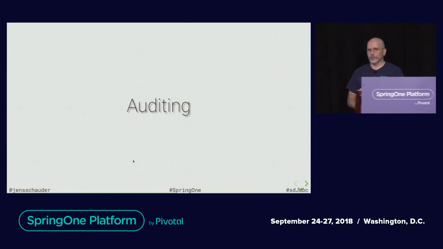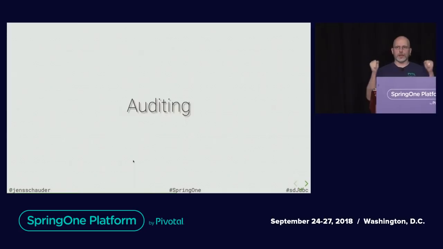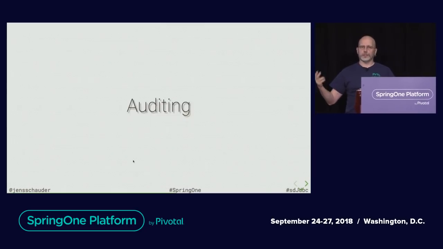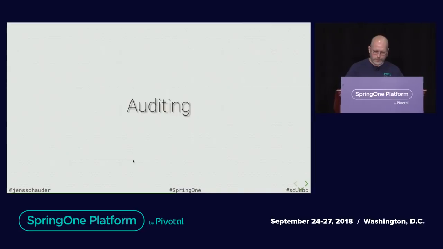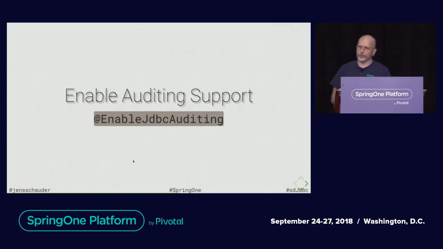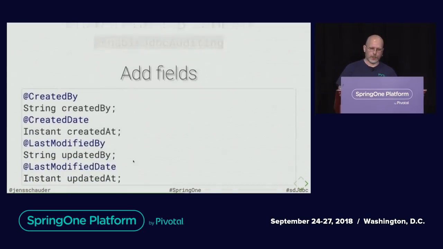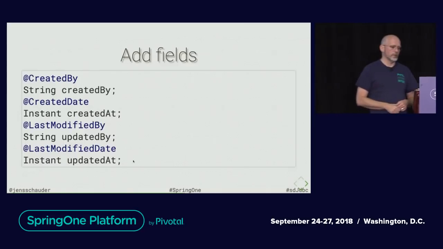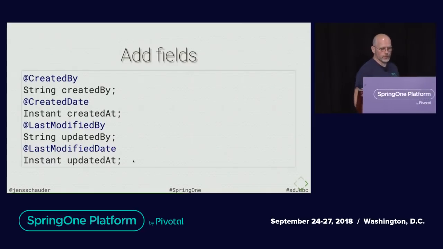Then we have auditing. If somebody gets excited, yeah, I can get rid of Envers, no, not that kind of auditing. It's more about these four fields that almost every table in a database has: created at, modified at, created by, and modified by. To fill these, all you have to do is in your application context add an enable JDBC auditing, and then in your aggregate root have attributes like these. The important part is the annotation, not the name of the attributes, and we fill those for you.